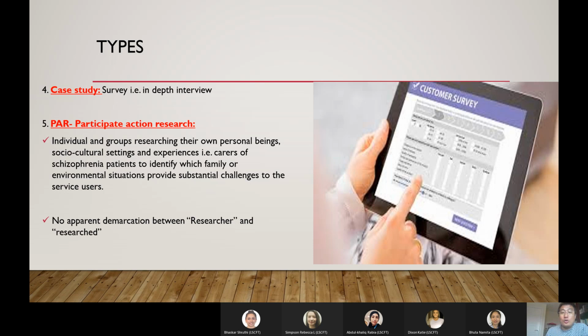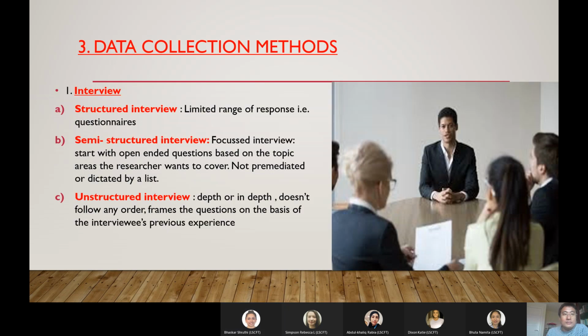Okay, so the options would be a case series, audit, case cohort, RCT, or participation action research. Which one would you take? Participation. Okay, so let us go to the next one.